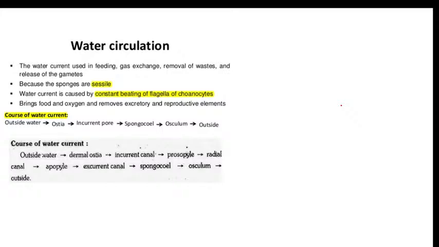In sponges the water circulation is important. Why? Because they are found attached on certain surfaces and they are sessile.